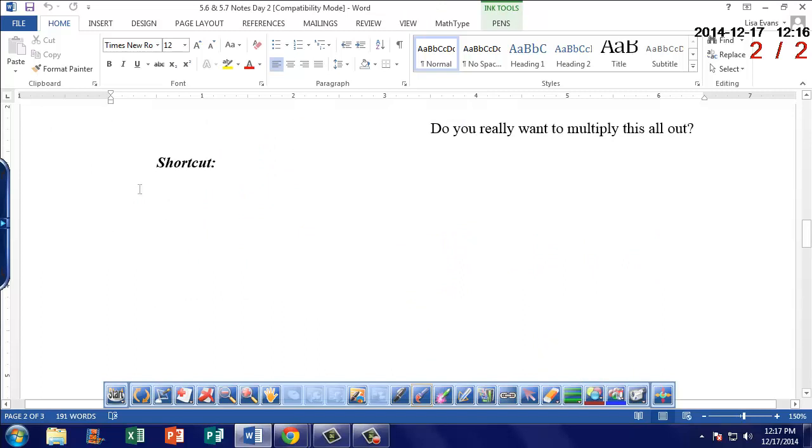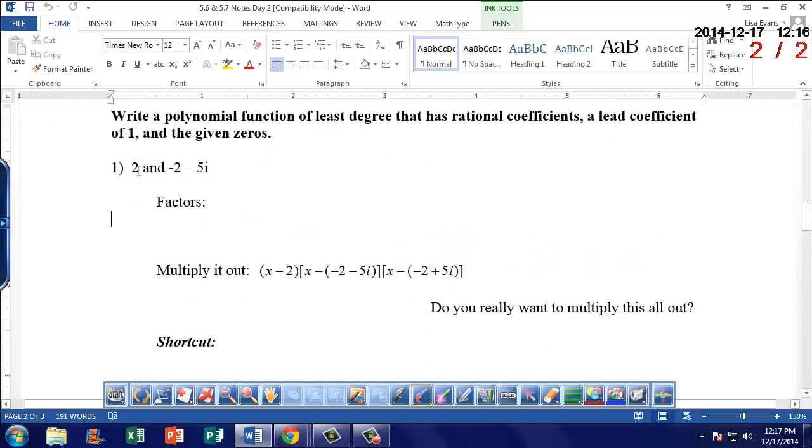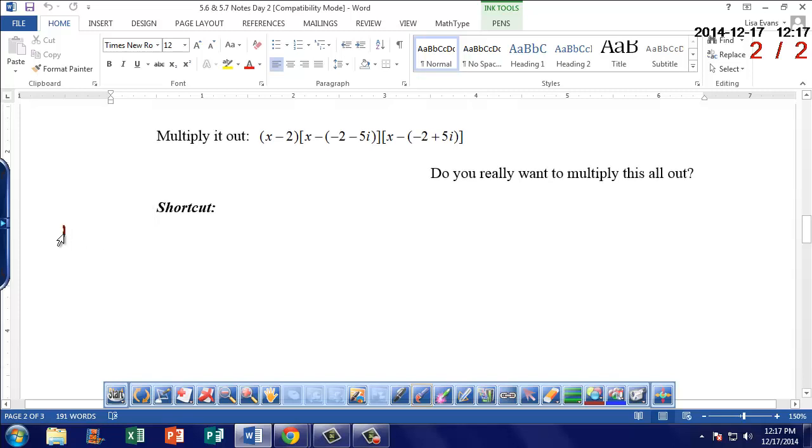Shortcut step 1: we're going to take our real solution and write it as a factor. So step 1 is to write x minus 2. Now I'm going to come back to this. When you do this, go ahead and start by writing x squared. Okay, we're going to come back to this, so we're not going to do anything with this now. We'll come back to this one later.